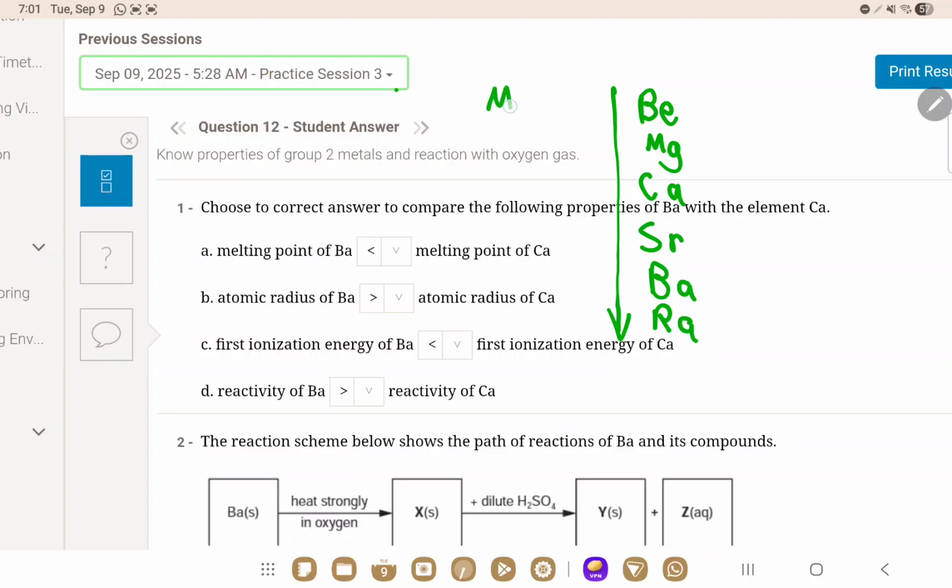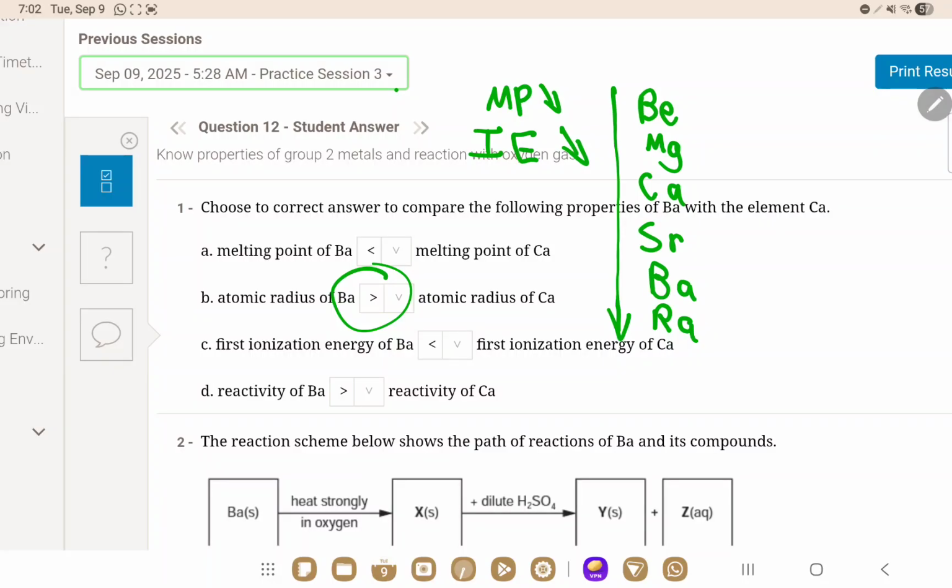So generally, melting points decrease as you go down. Atomic radius as you go down will increase. Why? Because as the atom is getting bigger, it's going to have more electron shells, so it'll have a higher atomic radius. So atomic radius is greater than, melting point is less than. The ionizing energy as you go down will decrease. So ionizing energy decreases as you go down. So beryllium will have a higher ionizing energy than Ca.